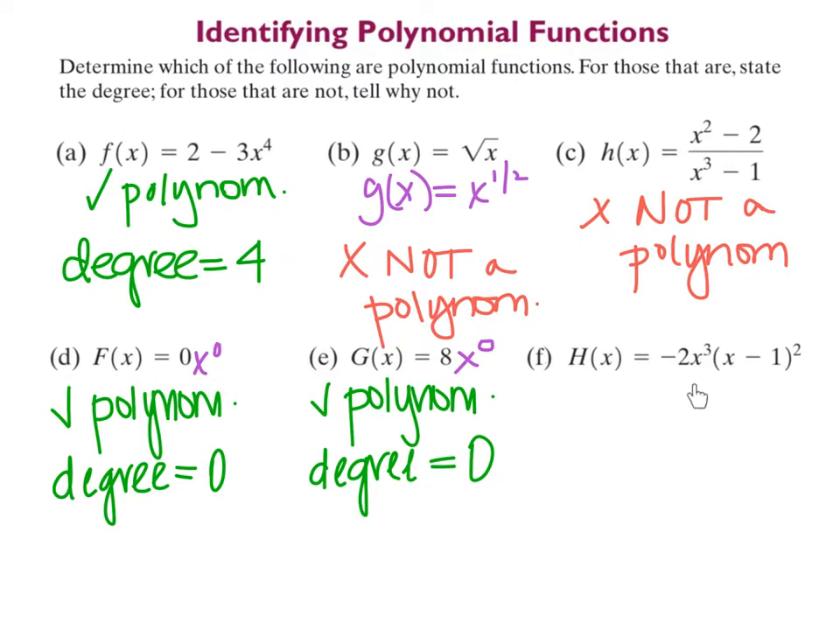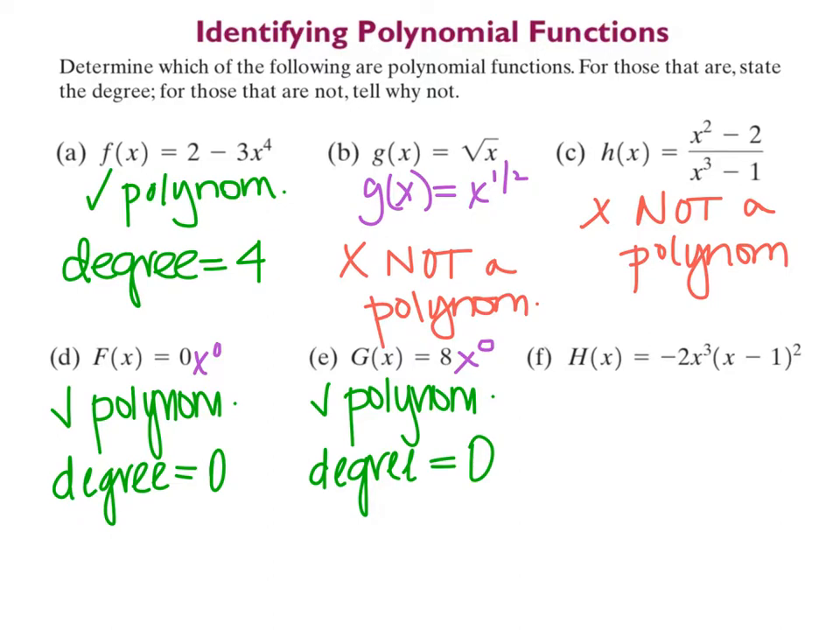And our last one here is h of x is equal to negative 2x cubed times the quantity of x minus 1, all squared. So, although this would require foiling to get it into something that looked like this, where all the terms were being added together and not multiplied, in its current state, or if I foiled it and multiplied and distributed and all that good stuff, that's still a polynomial. It's got non-negative integer degrees or exponents. It's not in a fraction.